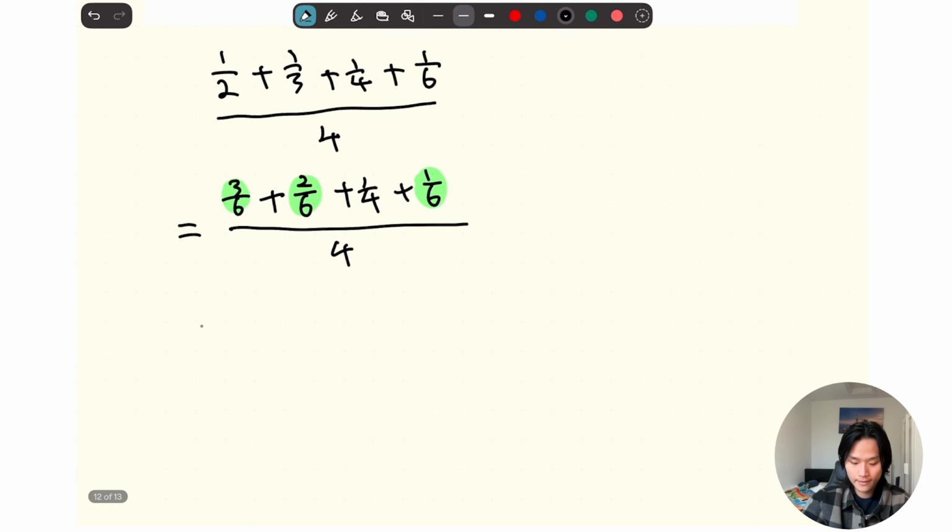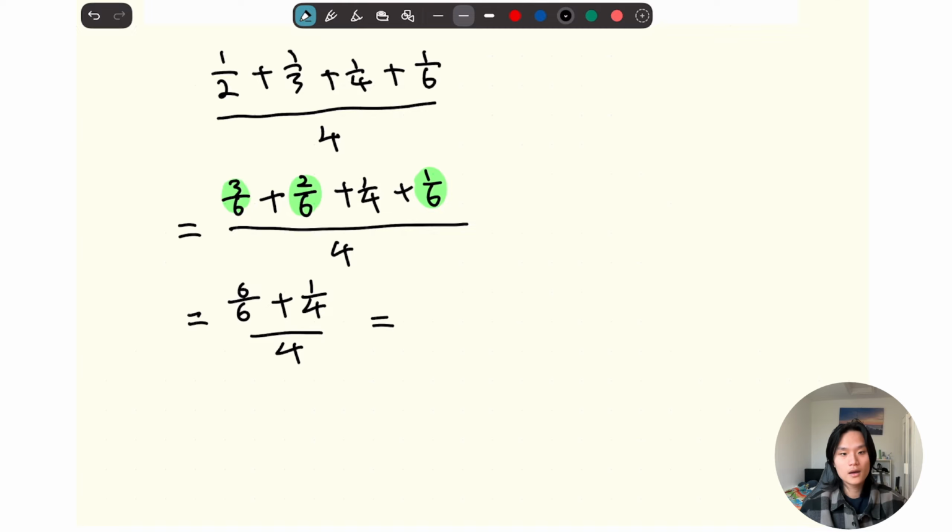So when the bottom part, the denominator are the same, we can simply add up the numerators to the top part. Well, what's 3 plus 2 plus 1? 3 plus 2 is 5. 5 plus 1 is 6. So we have 6 divided by 6 plus a quarter divided by 4. Well, 6 over 6 is just 1. So we have 1 plus a quarter divided by 4.